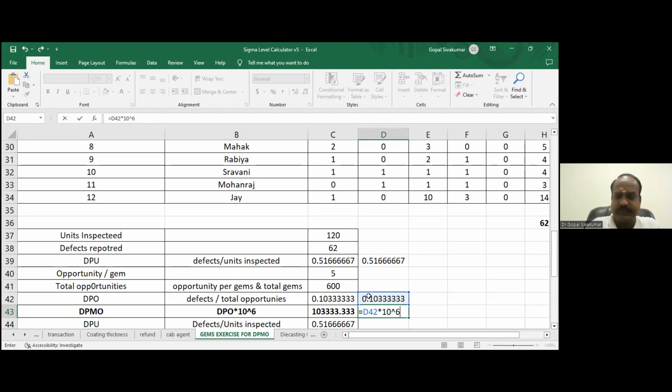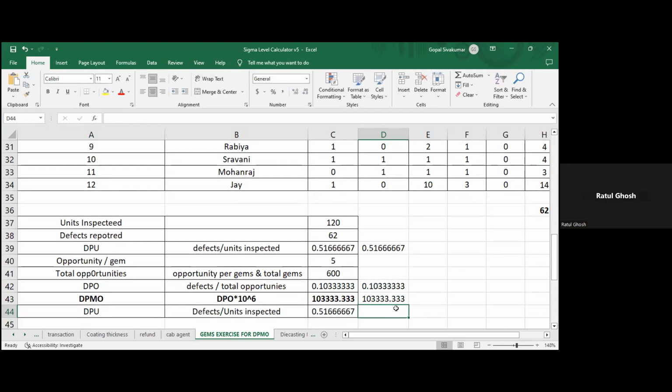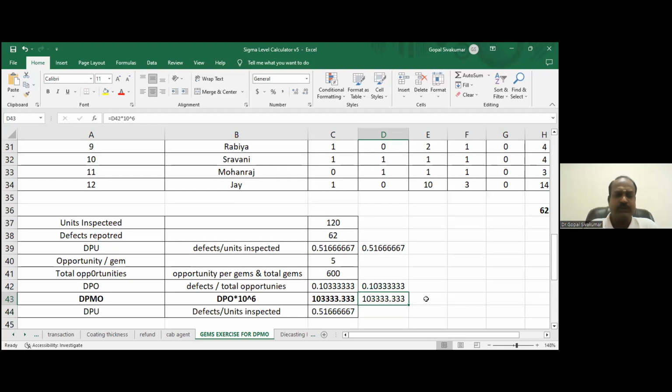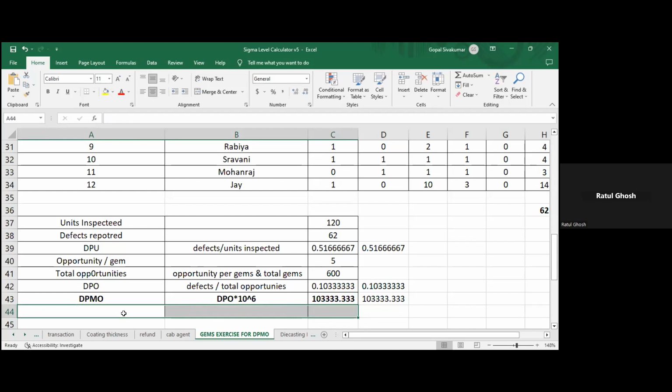10 raised to the power of 6. All of you can see this. When I enter, I get a DPMO of 1,03,333. Is it clear to all of you? This is the calculation behind DPMO.